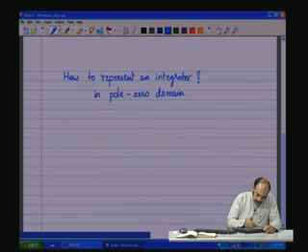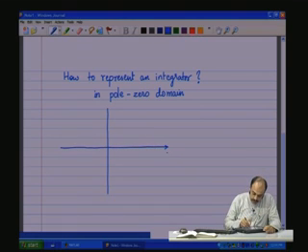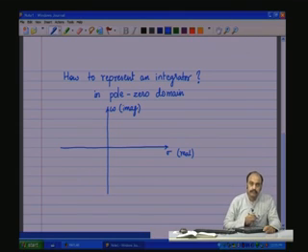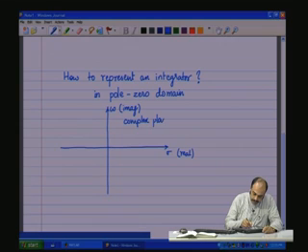In the pole-zero domain, we had two orthogonal axes like that. You have the sigma axis, which is the real axis, and we have the omega axis or the imaginary axis. And this complex plane is called the S plane.